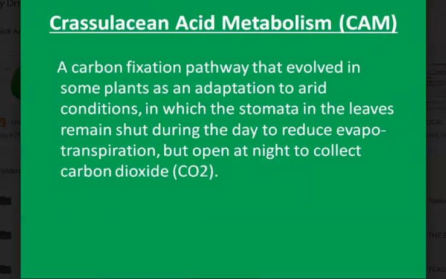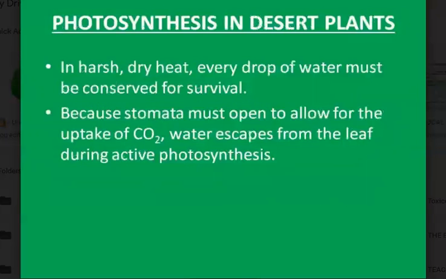Then you have the CAM, which is Crassulacean acid metabolism. It's a carbon fixation pathway that evolved in some plants as an adaptation to arid conditions, in which the stomata in the leaves remain shut during the day to reduce evaporation, but open at night to collect carbon dioxide. Okay. So, photosynthesis in desert plants.